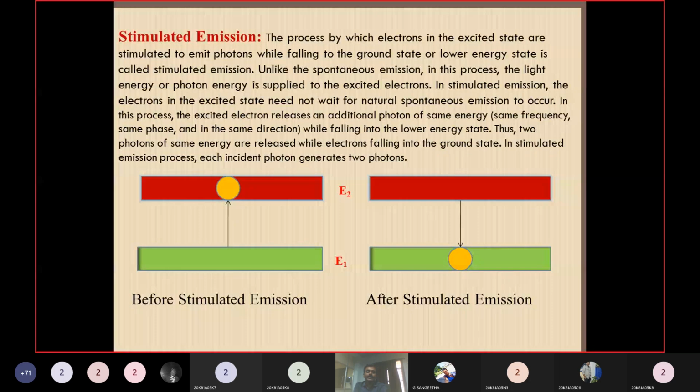Now coming to the stimulated emission. In the stimulated emission process we give some external energy. Because of that external photon, the excited electron comes to the ground state because of the stimulation. This emission process we call stimulated emission. Because of that stimulation, two photons come out.